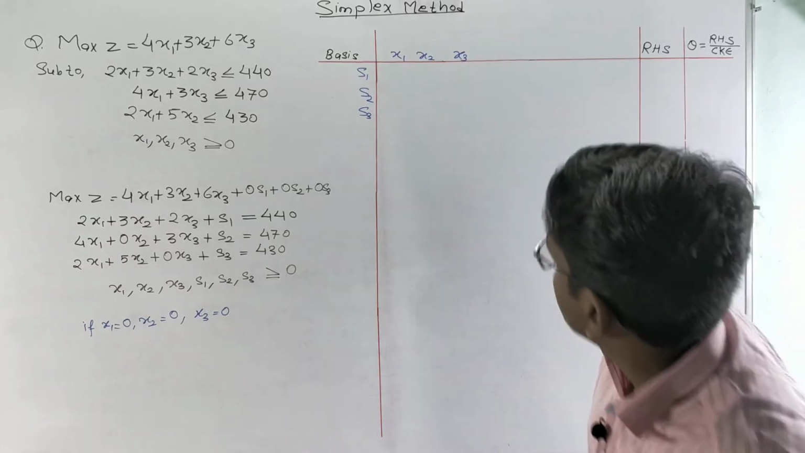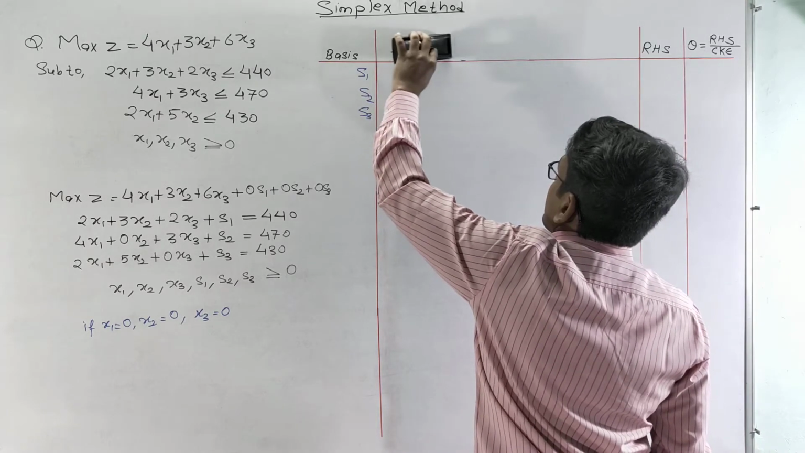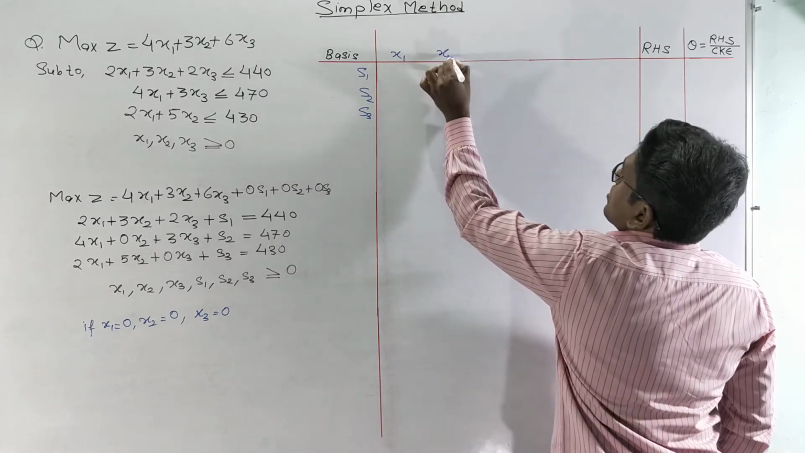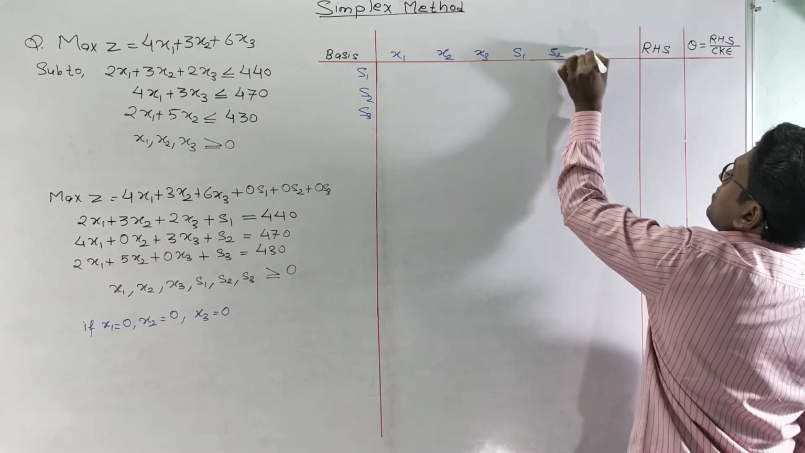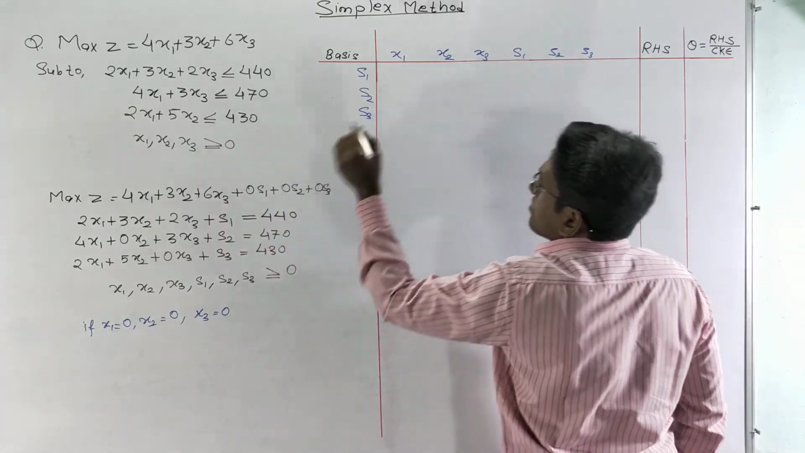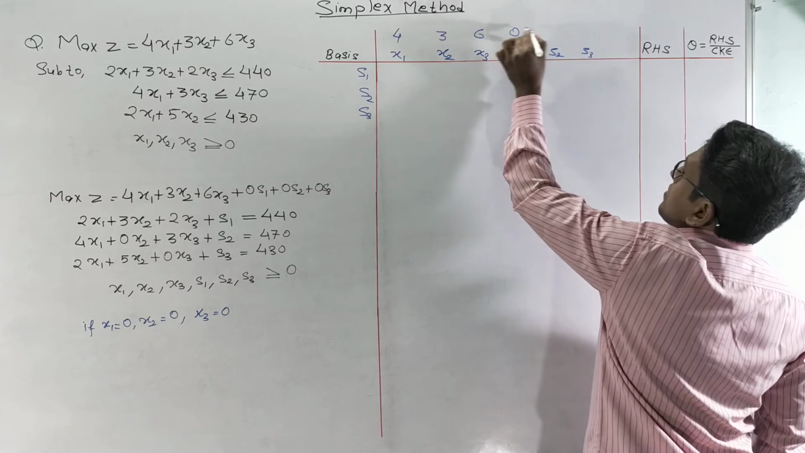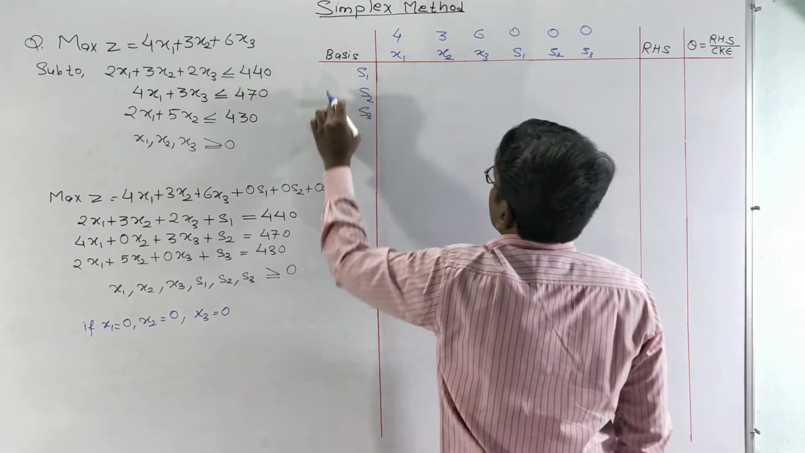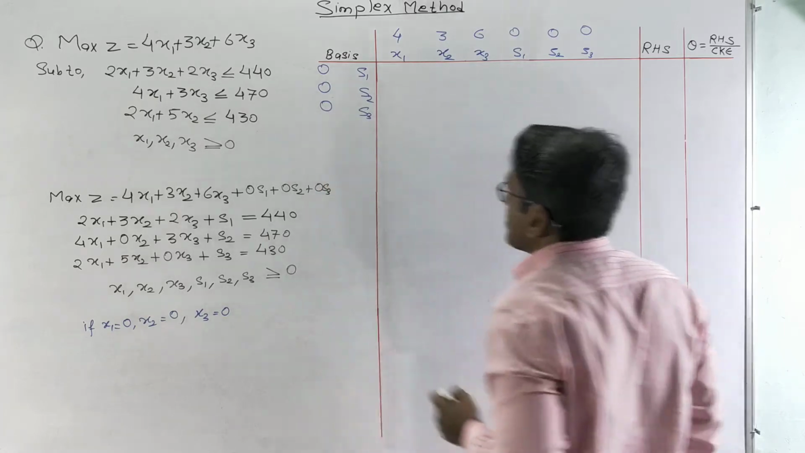Okay, let me write them apart so that it will be clear. x1, x2, x3, s1, s2, s3. Okay, and their objective function coefficients are 4, 3, 6, 0, 0, 0. And here also we are writing the objective function coefficient as 0, 0 and 0.